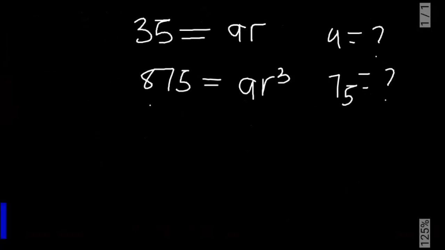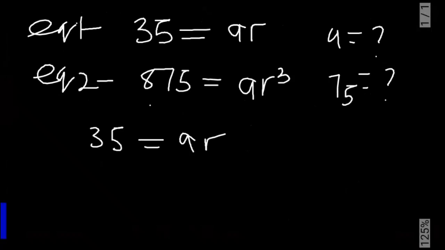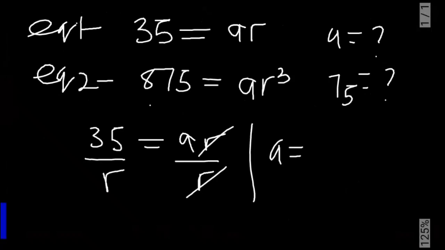So we have two equations here, equation 1 and equation 2. If we look closely at equation 1, we see that we can make one of the variables the subject of the formula. Let's make a the subject of the formula. From equation 1, we have 35 is equal to ar. So we can make a the subject by dividing both sides by r. So we have a is equal to 35 over r. We can substitute this value for a in equation 2.